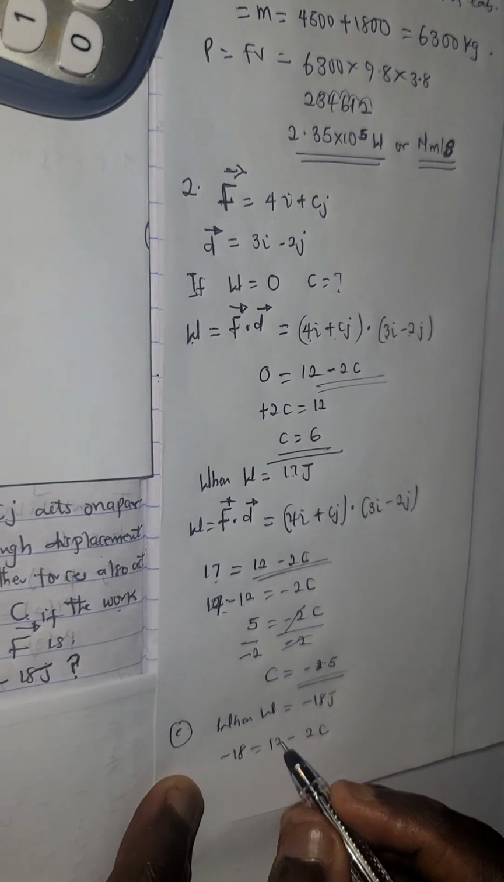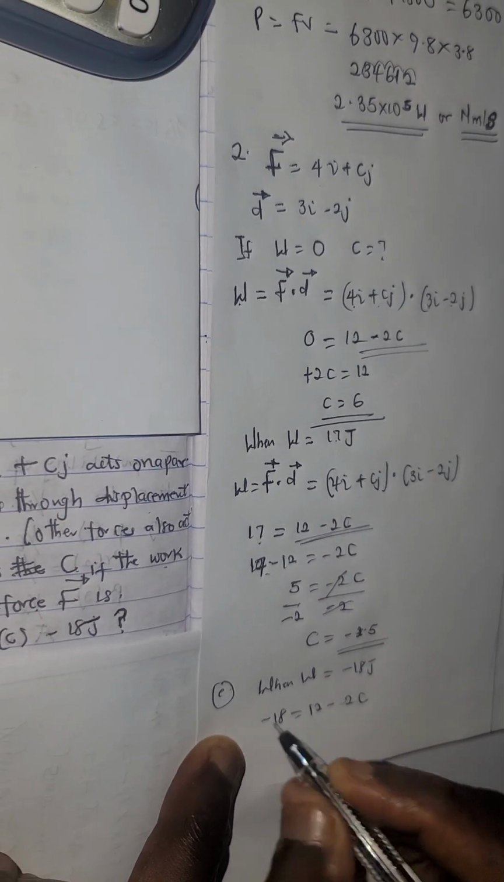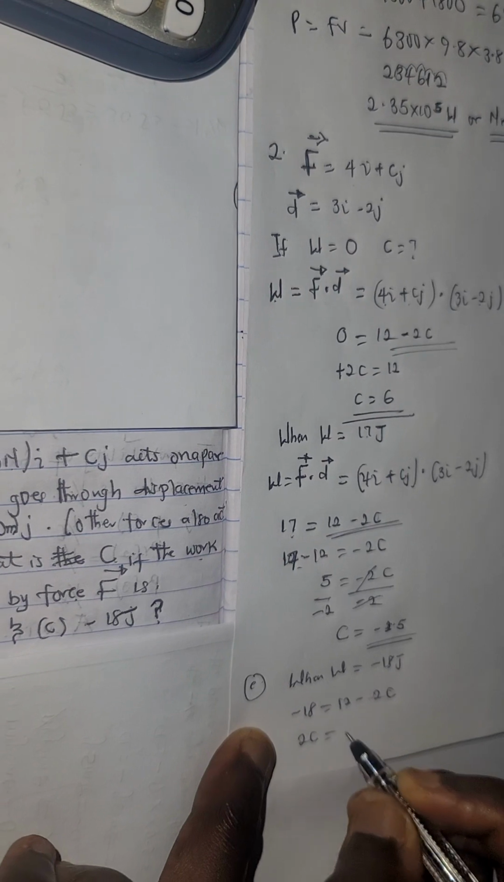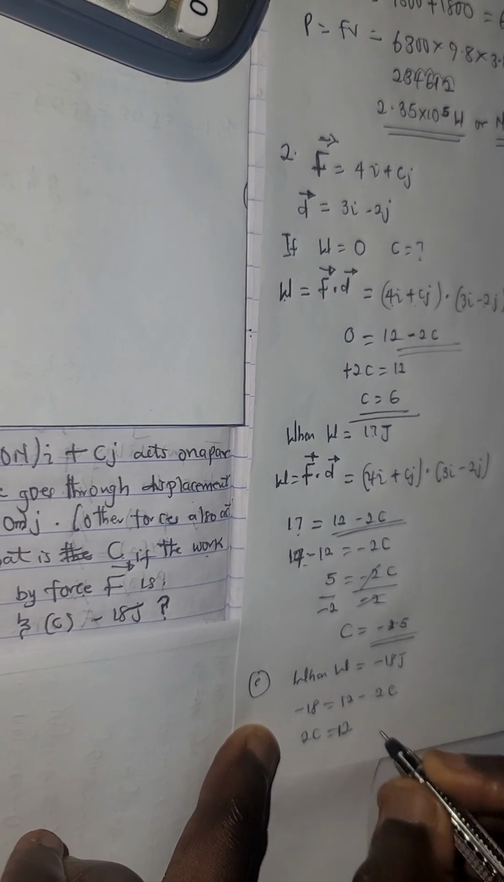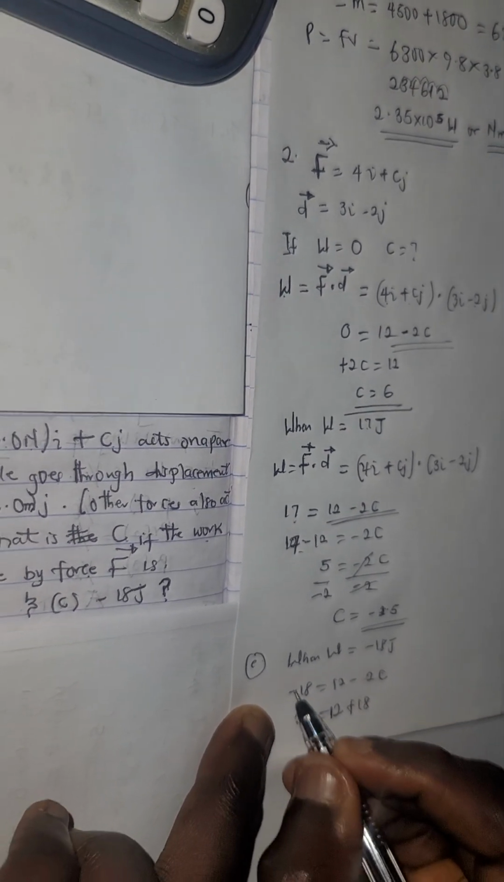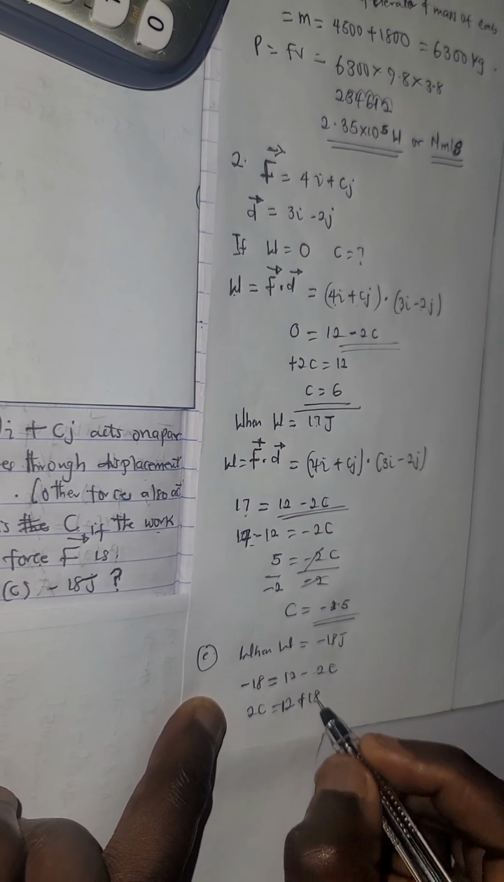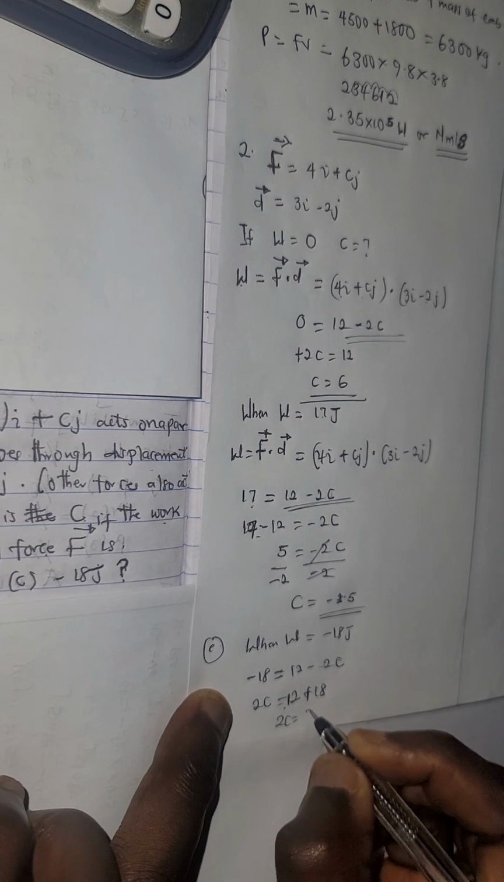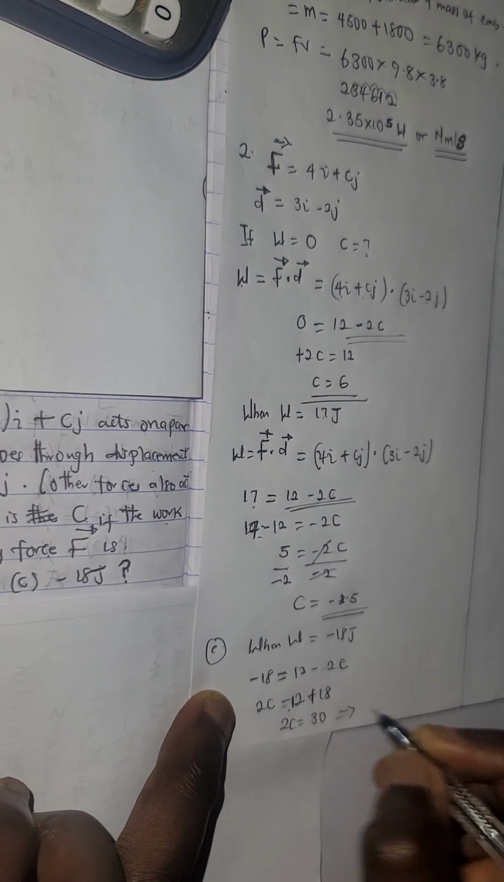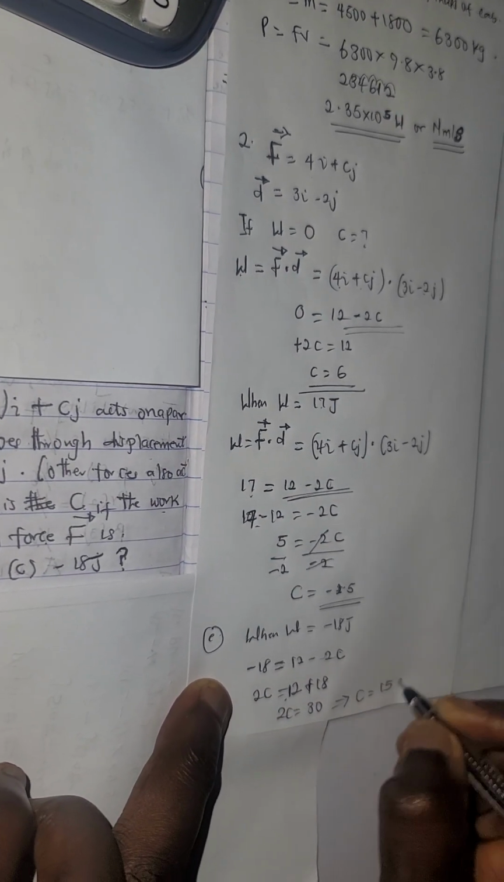So when this one comes here, this one will come here. We have 2c equals to 12 plus 18. When this 18 crosses the equality sign, it's going to turn to plus. So 12 plus 18 is going to be 30. We have 2c equals to what? 30. So divide both sides by 2. So we have c to be what? 15. So that's the answer.